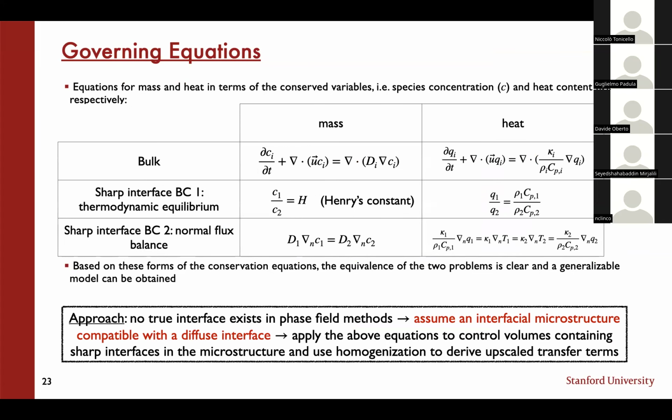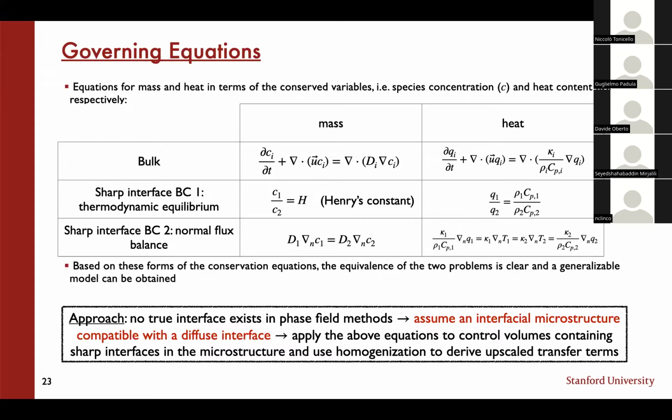So we have the governing equations for heat and mass, right? When we have a two-phase system in reality, we have sharp interfaces separating the two bulks. So we know that, for instance, for a dilute species, you have an advection diffusion reaction equation in each bulk, i being the two phases. And for heat, if you write it in terms of heat content, you have an advection diffusion reaction equation as well, right? This would be inside each bulk, phase one, phase two.